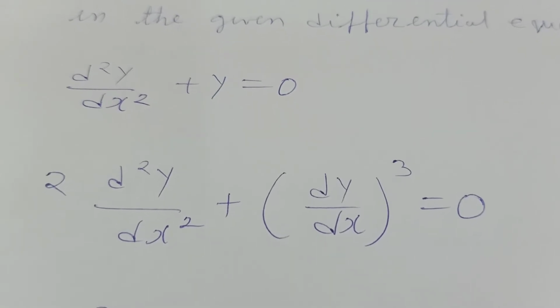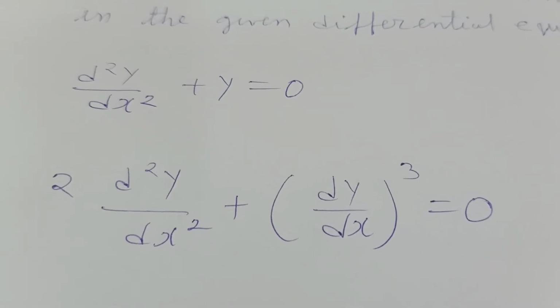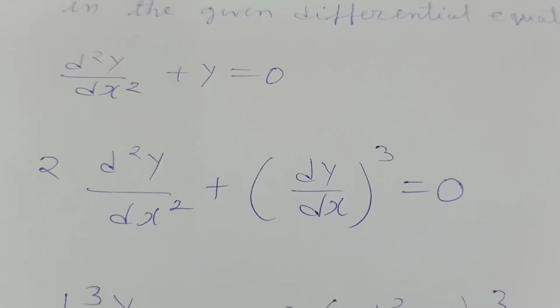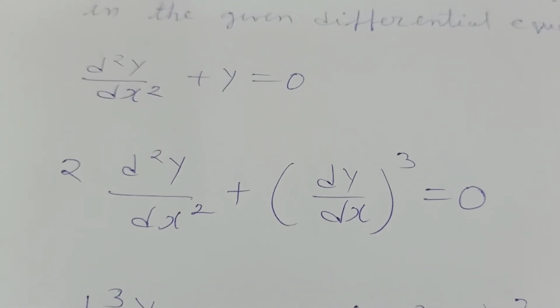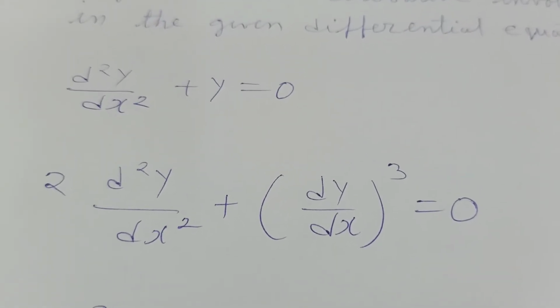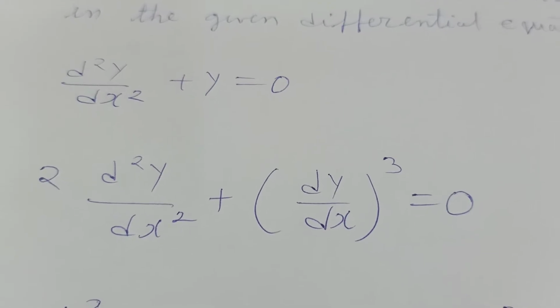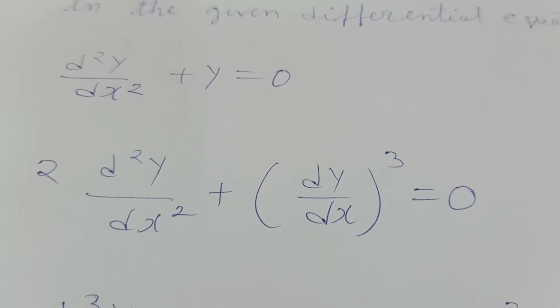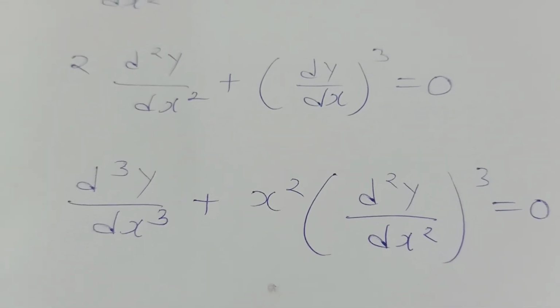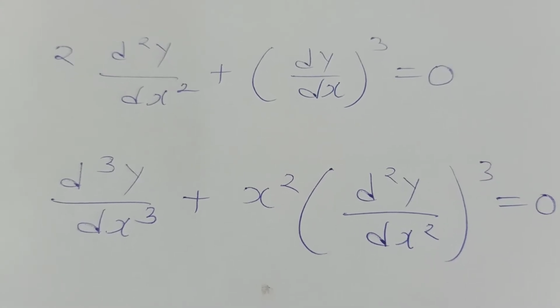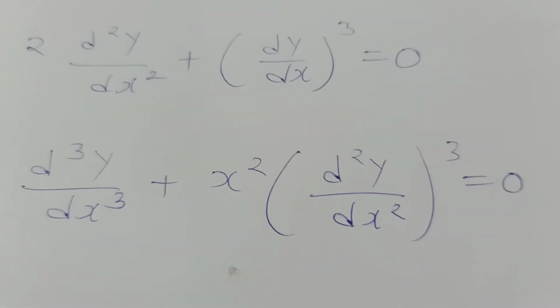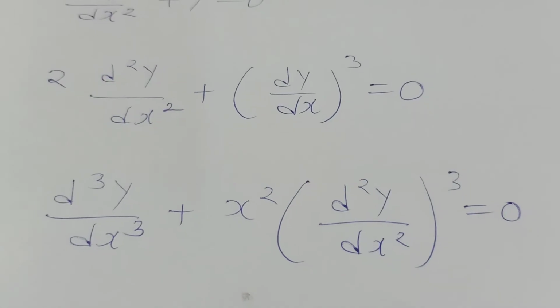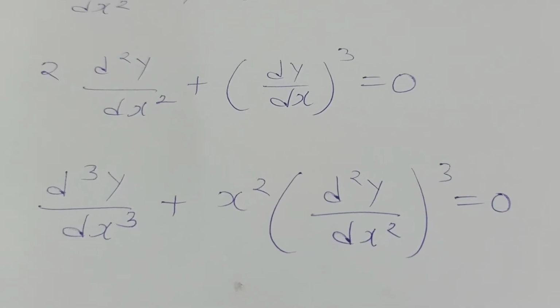Now here is another differential equation, d2y by dx square plus (dy by dx) whole cube equal to 0. Here again we see that the highest order derivative is of order 2. Therefore the order of the differential equation is 2. And similarly you can observe that the order of this differential equation is 3, because the highest order derivative involved is of order 3.